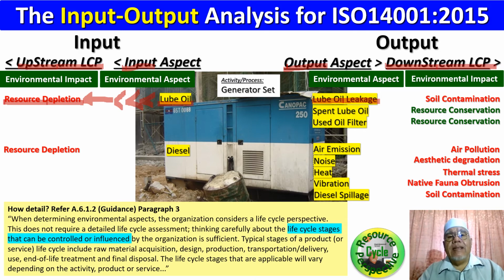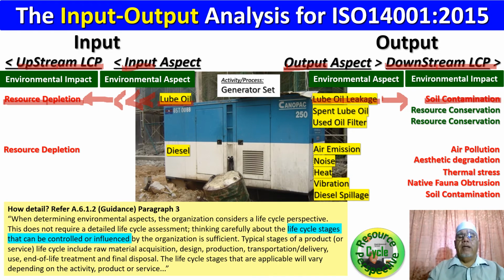Lube oil leaks and falls on the ground. A simple interaction is that it seeps into the ground. It kills a lot of microbes and stops the airability of the soil, etc. Therefore, holistically, the environmental impact that it causes is what? Soil contamination.